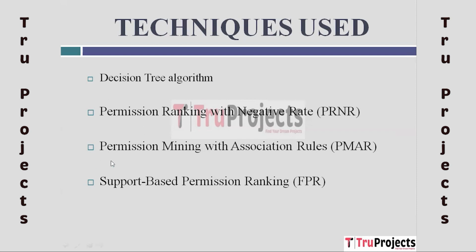The second technique is permission mining with association rules (PMAR). PMAR finds association rules between permissions obtained from the PRNR step. It identifies common and frequent permission pairs between malware and benign apps, which are then pruned from the permission list. The third technique is support-based permission ranking (FPR). FPR further scans the association rules from PMAR and retains only those permission features with higher confidence values while pruning out permissions with lower confidence values.